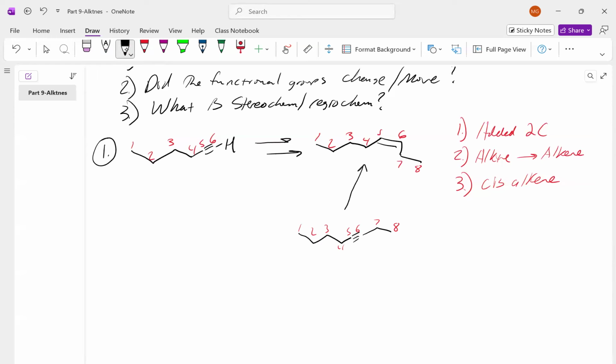If the answer to that is I don't know, you shouldn't have to look back in your notes. Then you need to go back and look at the reactions from this unit. We're going to use H2 and then there's a catalyst.